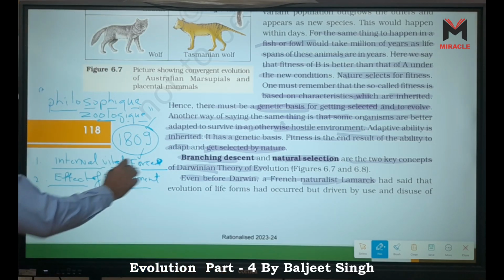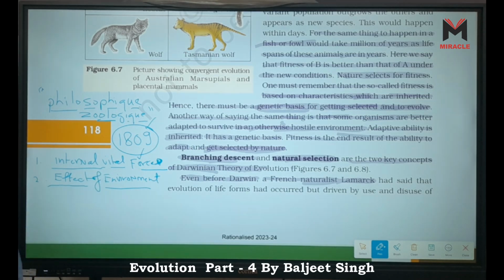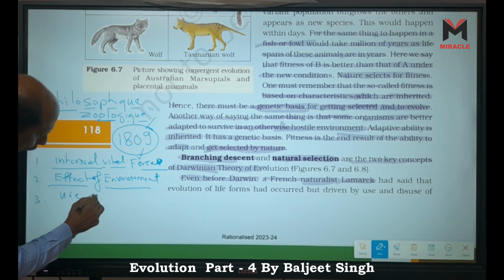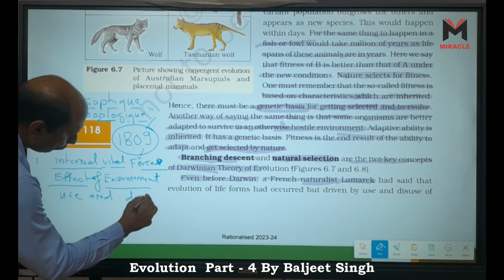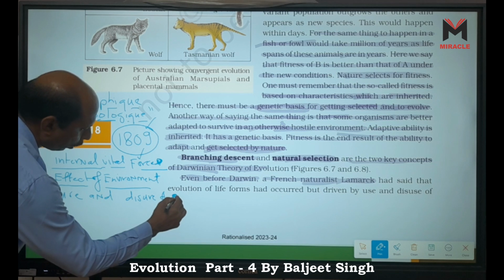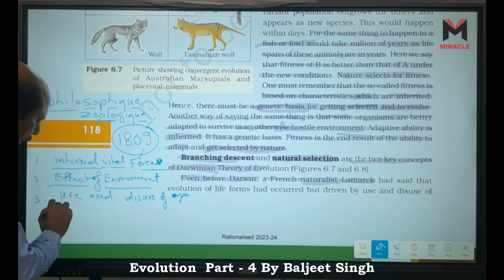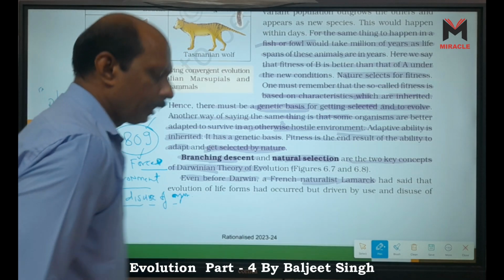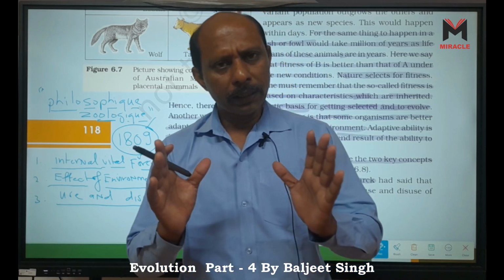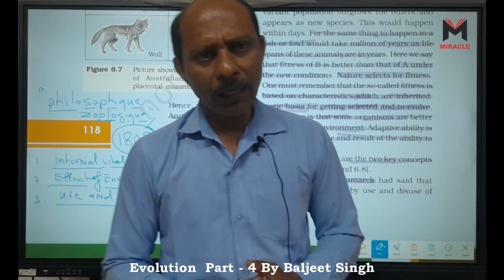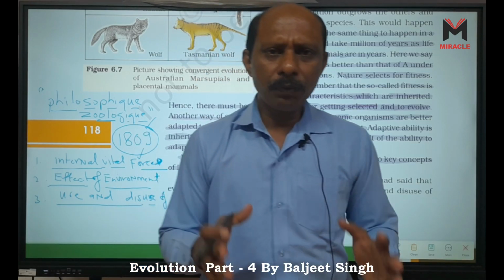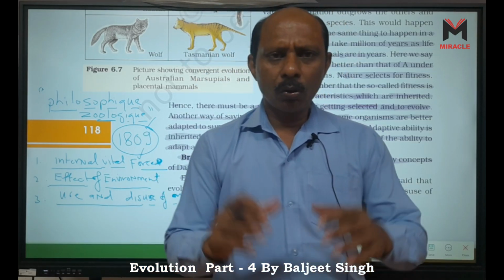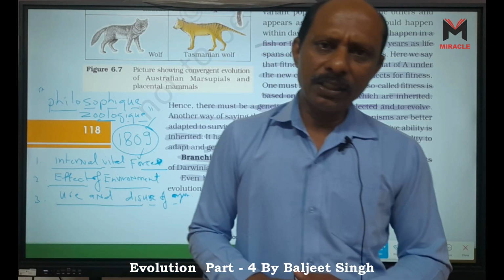So first is internal vital forces, second is effect of environment and needs. The third one is use and disuse, not misuse, right? The third one is use and disuse of organs or tissues. He said that if an organ is used by the organism, it develops. But an organ which is not used by the organism slowly degenerates and converts into a vestigial organ, he said.